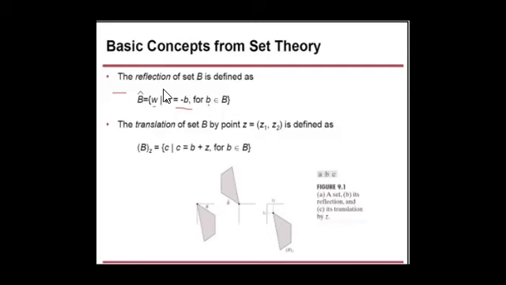So now let's see reflection and translation. Reflection of B is written as B cap is equal to W, where W is minus B. Then translation is given as C is equal to B plus Z, where B is the reflection of set B.